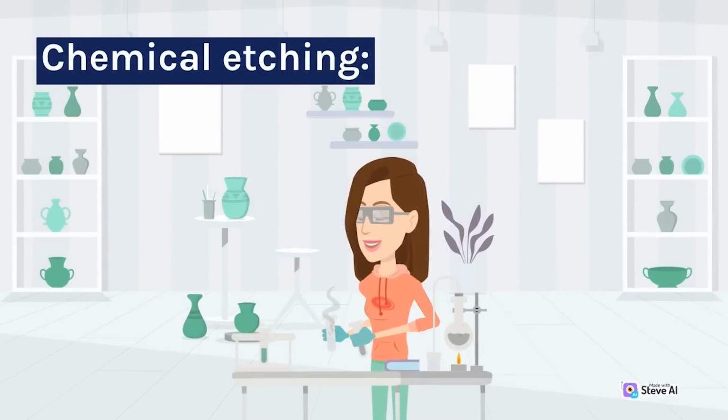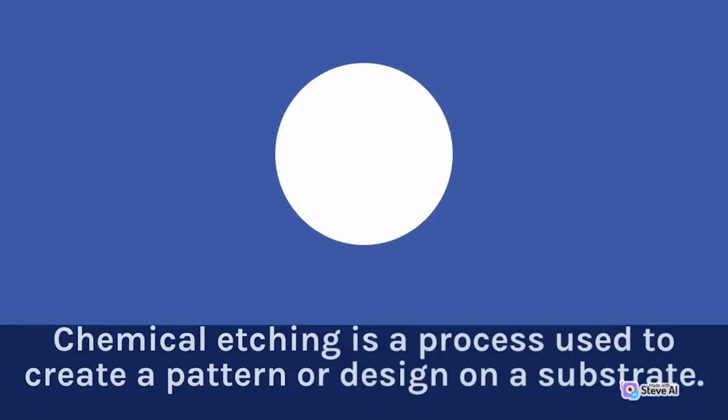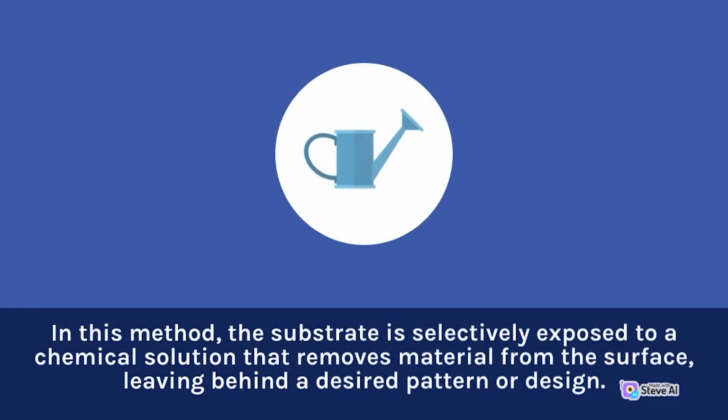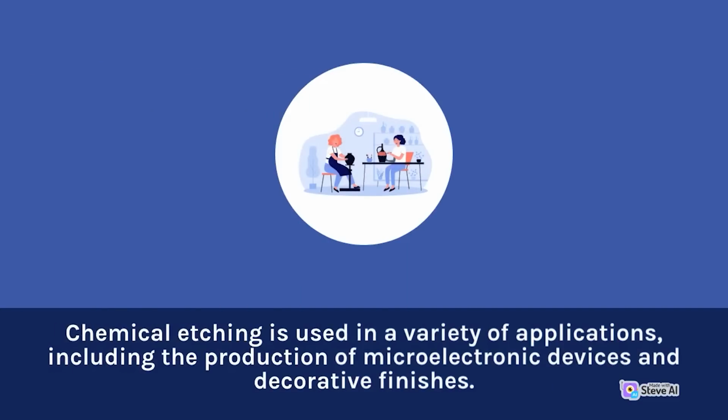Chemical etching. Chemical etching is a process used to create a pattern or design on a substrate. In this method, the substrate is selectively exposed to a chemical solution that removes material from the surface, leaving behind a desired pattern or design. Chemical etching is used in a variety of applications, including the production of microelectronic devices and decorative finishes.